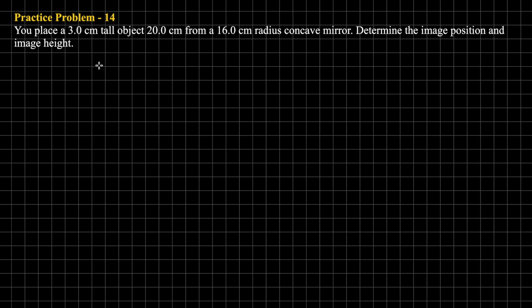You place a 3 centimeter tall object 20 centimeter from a 16 centimeter radius concave mirror. Determine the image position and the image height. Concave mirror. This is pole, focal point, and center of curvature. Height of the object is 3 centimeter. It's positive 3 because you measure it upwards. It is placed 20 centimeter from a 16 centimeter radius concave mirror.